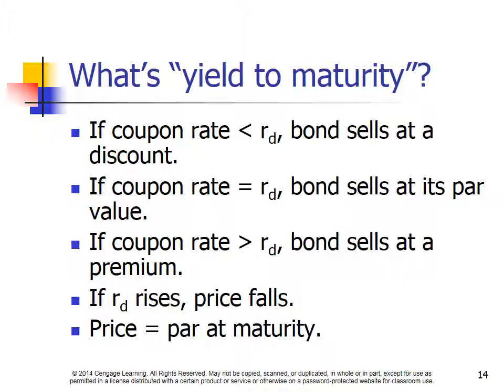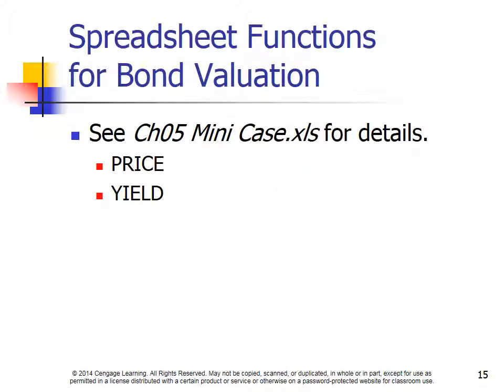Now, if the coupon rate is less than the discount rate, the bond will sell at a discount. Otherwise, the bond will sell at a premium. We can work on more examples using the mini case I posted on Blackboard.